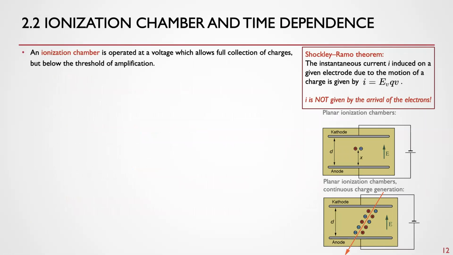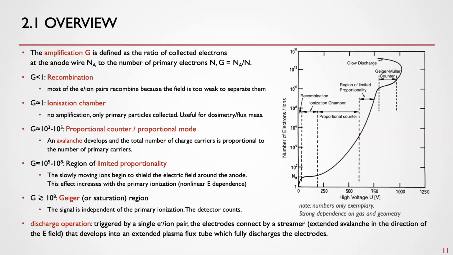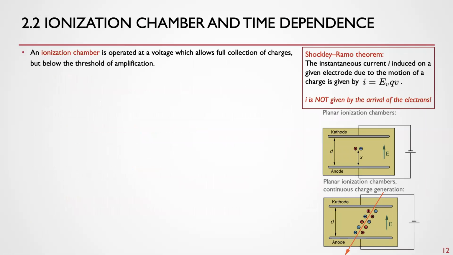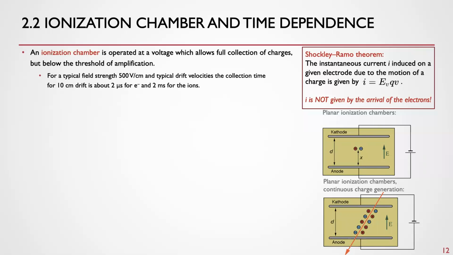Good. Now, these are the operational modes of a gas detector. Let's look at the important ones. Let's look at the signal formation. Now we talk about an ionization chamber. We don't yet talk about avalanche formation, okay? So we have a particle creating an electron-ion pair by means of the Bethe-Bloch energy deposit. And now we ask, what is the signal that we record?